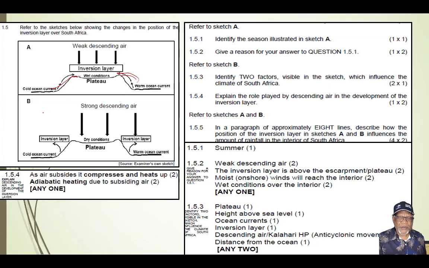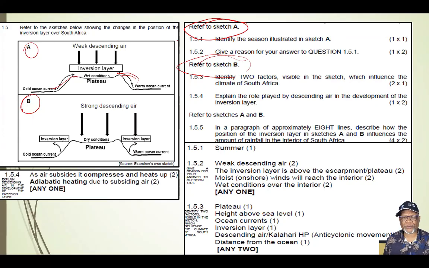So you just look at sketch B. It's very important that you read these leading questions. Refer to sketch B, refer to sketch A. Make sure that you read your leading statements, because they are going to show you what is expected of you. They say, identify two factors visible in the sketch which influence the climate of South Africa.